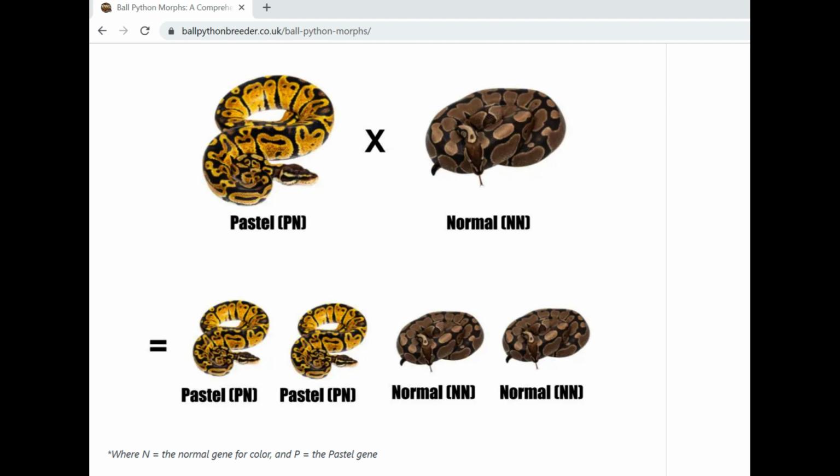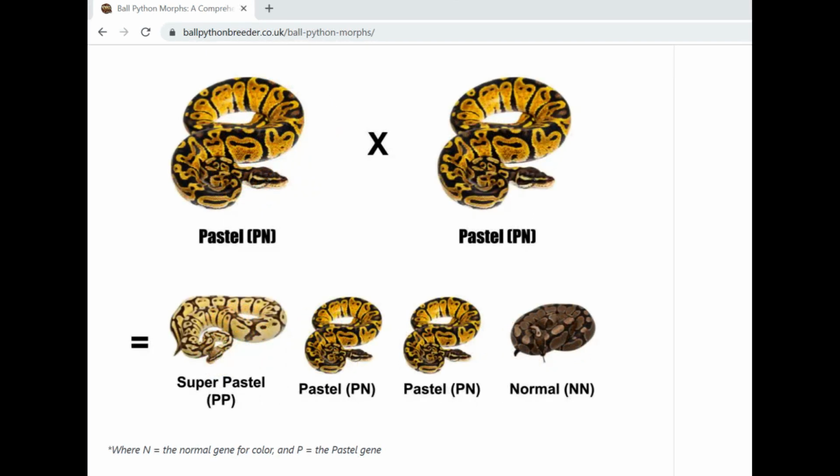Now when we look at the second photo here, this is how incomplete dominant genes are different from dominant genes. If you pair two pastels, which are heterozygous, they've got one pastel, one normal gene, you pair them together, and roughly 1 in 4 of the babies will be a super that has 2 copies of the pastel gene, and that super form acts a lot like recessives. So you get a super pastel, which looks, frankly, a lot cooler than a pastel. It's brighter, the pattern's more enhanced.